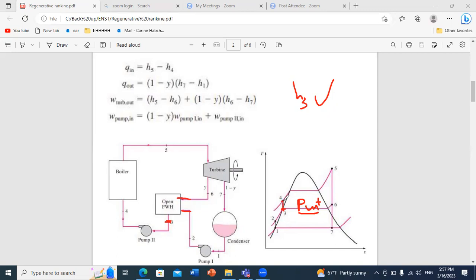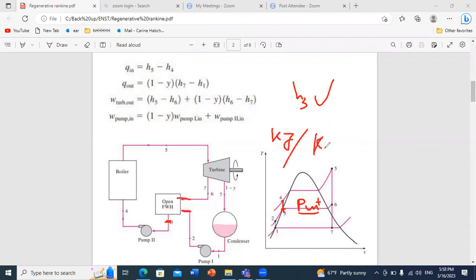Because we have a pumping process between points 3 and 4, and we can use that V3 is equal to V4. Just please pay attention here: when you want to find W of the pumps, we can find first W in kilojoule per kilogram.